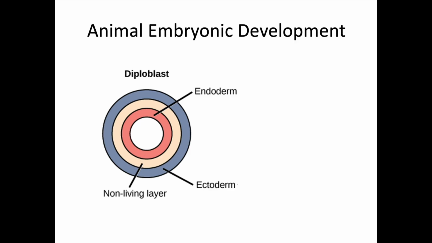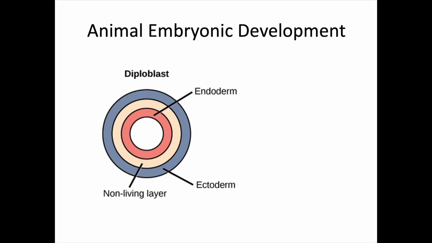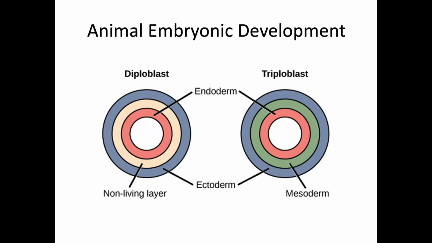There are only two layers of cells in a diploblastic animal. Diploblastic animals have two cell layers. Endoderm is interior, ectoderm is exterior. Now, we're not going to see too many diploblasts. What we're going to see a lot more of are triploblasts, including ourselves, if you're curious.